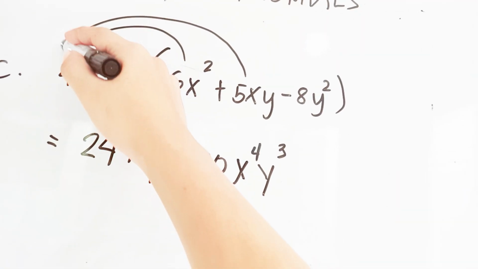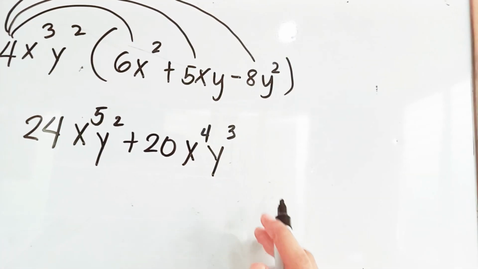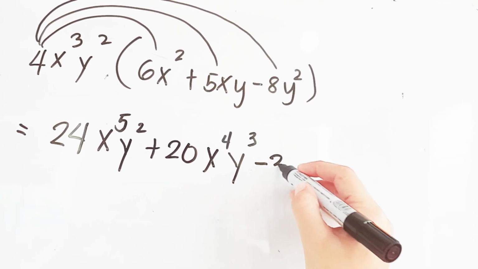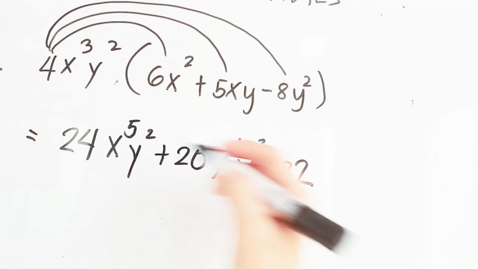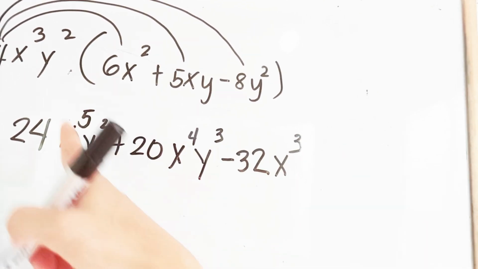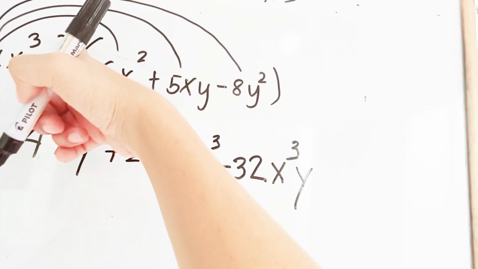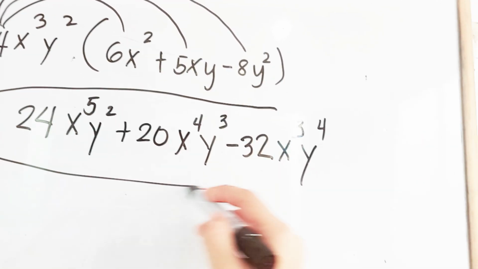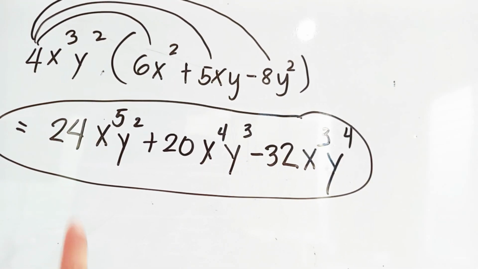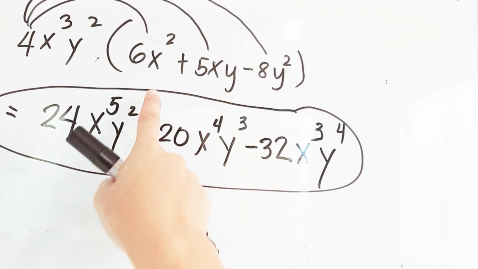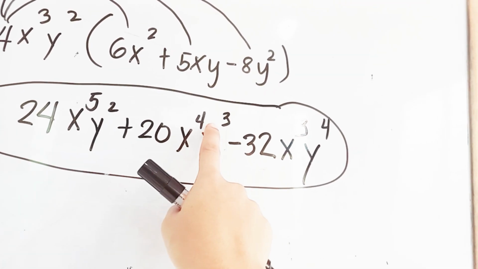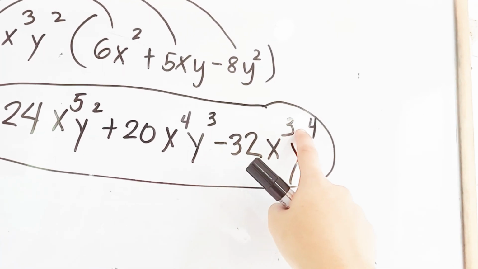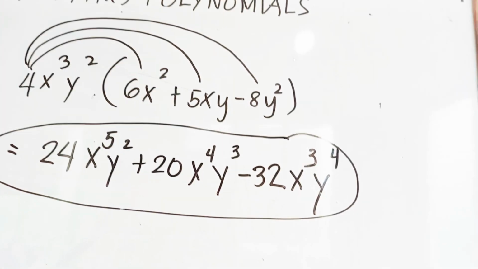Okay, so let's proceed to the next term. 4 times negative 8, that is negative 32. Copy x cubed and then copy y, add the exponent, 2 plus 2, that is 4. So this is now our final answer. 24x raised to the power of 5, y raised to the power of 2, plus 20x raised to the power of 4, y raised to the power of 3, minus 32x raised to the power of 3, and y raised to the power of 4.